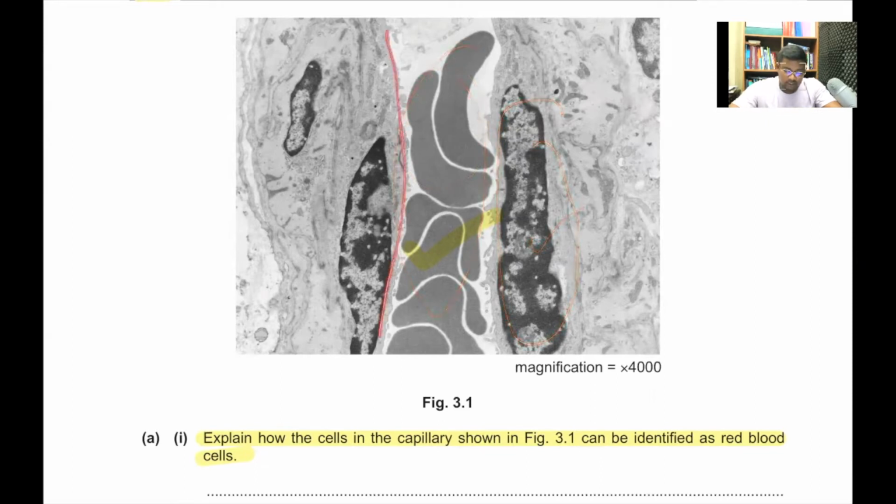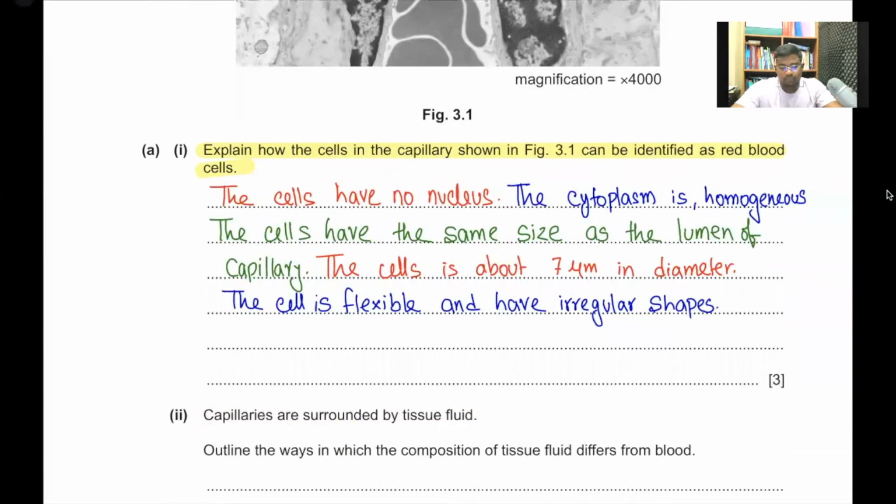They're inside a tube. That's also something we can see. The cytoplasm of that particular cell is very homogeneous. The cells have the same size as that of the lumen of the capillary. We can see that this is the lumen of the capillary, and the cells have a similar size, about 7 micrometer in diameter. The cells are flexible. We can see that the cells are squeezing through the capillary.